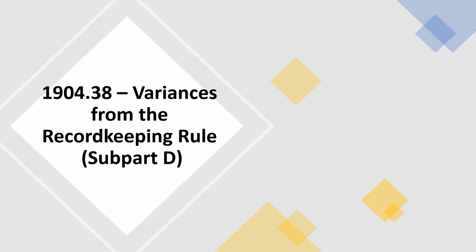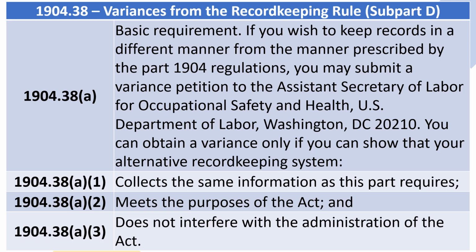OSHA 1904.38, Variances from the Record-Keeping Rule. 1904.38(a), Basic Requirement. If you wish to keep records in a different manner from the manner prescribed by the Part 1904 regulations, you may submit a variance petition to the Assistant Secretary of Labor for Occupational Safety and Health, U.S. Department of Labor, Washington, D.C. 20210. You can obtain a variance only if you can show that your alternative record-keeping system, 1904.38(a)(1) through (a)(3), collects the same information as this part requires, meets the purposes of the Act, and does not interfere with the administration of the Act.